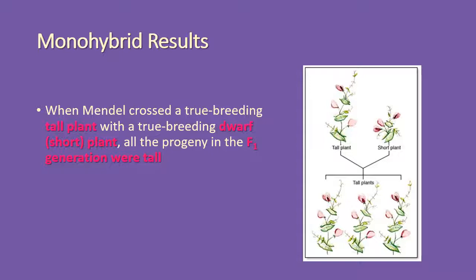Probably the most logical thing, if you didn't know anything about genetics, is you would think they would be something in between. Like they wouldn't be as tall as the tall plants, but not as short as the original short plant, something in the middle. And that's not what he got at all. He got all tall plants. So that was a little bit confusing to him at first. So what happened to those short plants? What happened to that short trait?